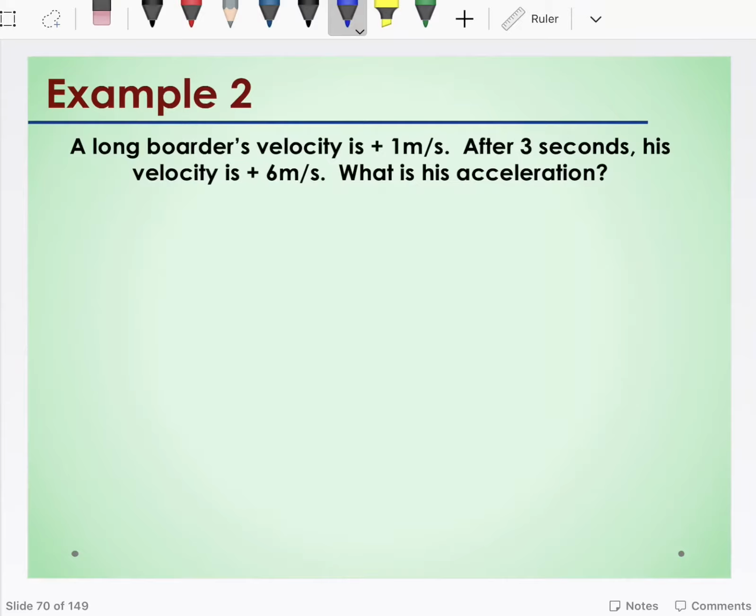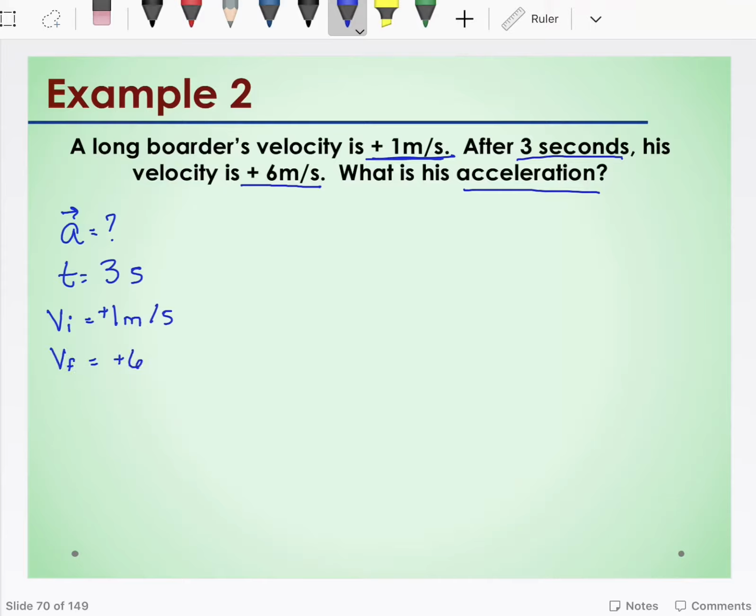All right, example 2. A longboarder's velocity is positive 1 meter per second. After 3 seconds, his velocity is 6 meters per second. What is his acceleration? So we're still solving for acceleration, but now I have 2 different velocity values. My time is 3 seconds. So you have to consider now initial and final. The longboarder is starting at 1 meter per second, and after 3 seconds, so later or final, it's at 6 meters per second. So that's the data I've gathered.